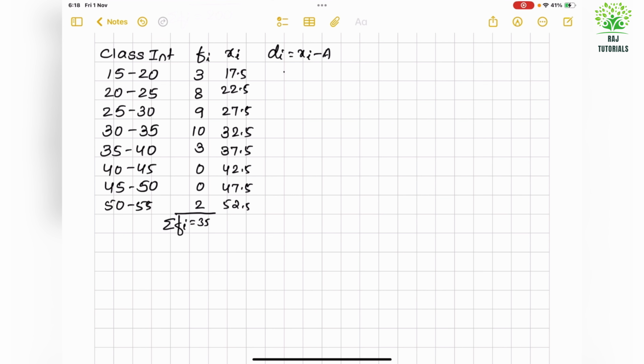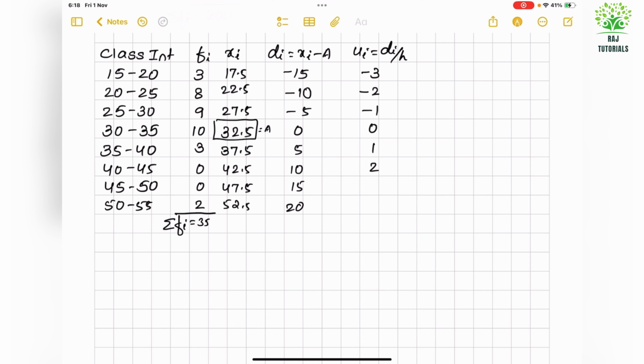Now di will be xi minus a. A I have taken 32.5, the fourth value. So that is minus 15, minus 10, minus 5, 0, 5, 10, 15, and 20. ui will be equal to di upon h. So difference is of 5. So minus 15 upon 5 will be minus 3. This will be minus 2, minus 1, 0, 1, 2, 3, and 4.